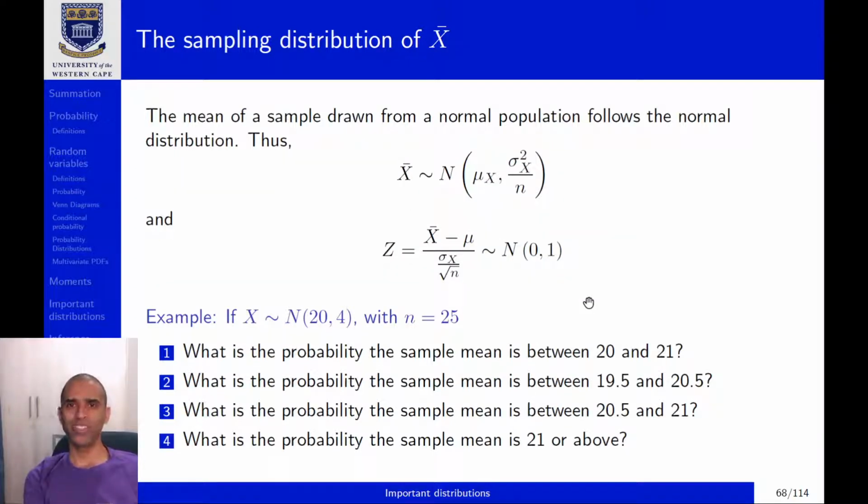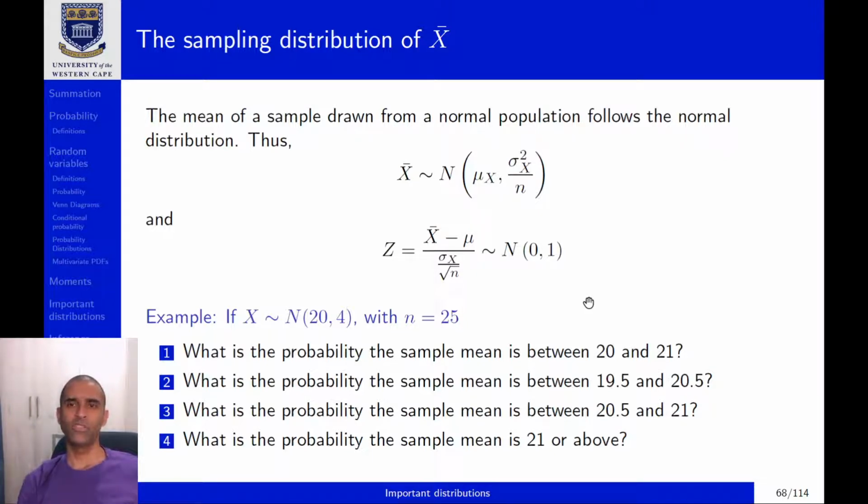Another important distribution is the sampling distribution of x bar. So remember that estimators are random variables, including x bar. The mean of a sample drawn from a normal population follows the normal distribution. So x bar follows the normal distribution with a mean of mu and variance of sigma squared over n. So this looks slightly different from the distribution of just a plain normally distributed random variable. Over here, the variance depends on the sample size. And indeed, the larger the sample size, the smaller the variance.